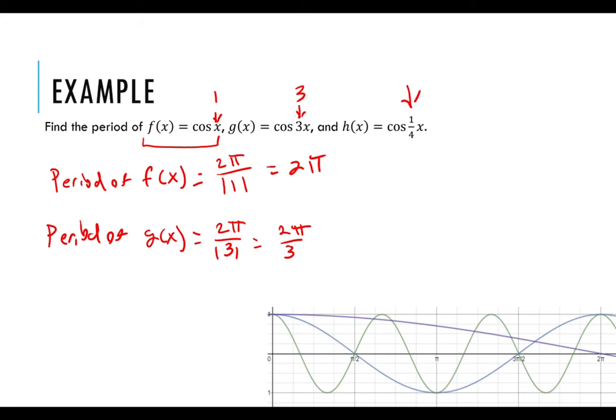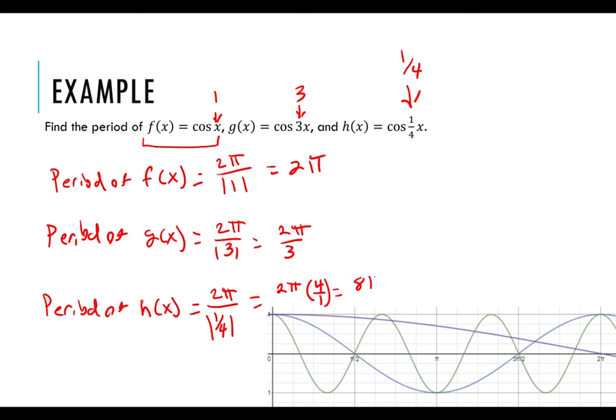And then for h of x here, they gave this b value to be a fourth, and so the period of h of x is 2 pi divided by a fourth in absolute value, or specifically 2 pi times 4/1, or 8 pi.